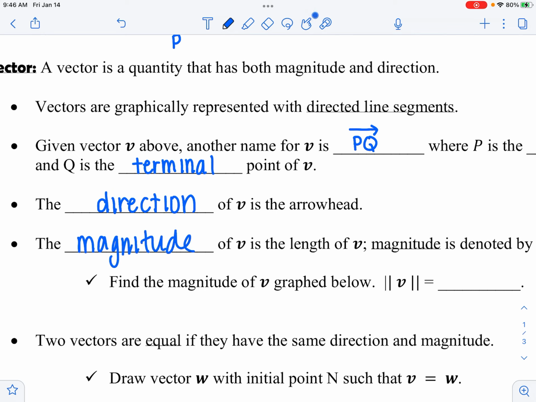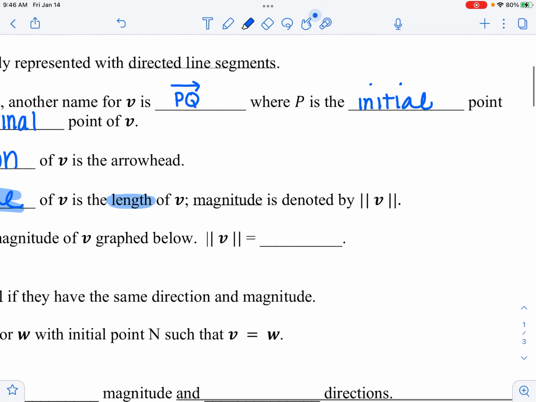And then the magnitude of V is the length. So keep that in mind. Magnitude is the same thing as the length of V. Magnitude is denoted, it's notated by double lines to the left and to the right of the name. So these double lines on each side mean magnitude of V.